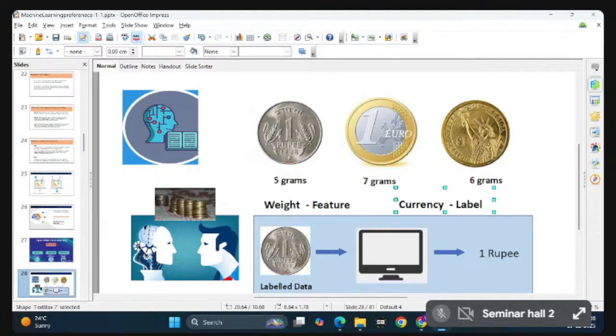So whenever we train the machine with some labeled data, the machine will predict the answer. This is called training. These are called features. This is called prediction. Prediction means nothing but giving the answer. Okay. Next.